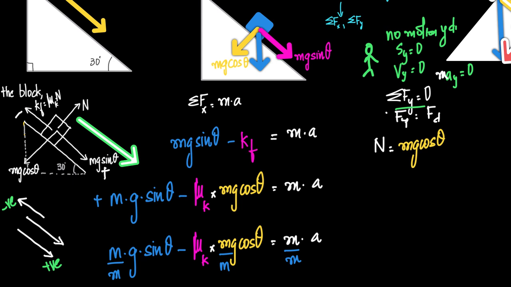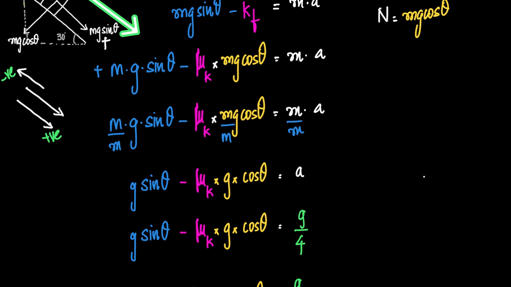Now, what is Kf? Kf is mu k into N, right? What is Kf? Kf is right over here. So, kinetic friction is equal to mu k into N. But what is N? N is equal to mg cos theta. So instead of N, we can write here mu k into mg cos theta. Now, all of this is equal to ma.